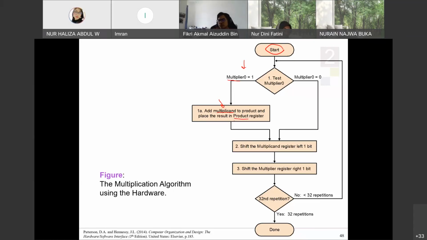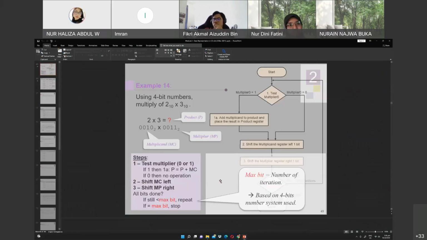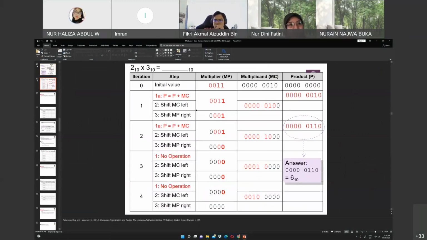Okay, I'm going to bring this flowchart to the next. Oh, I put here already. Okay, for this example, it's got here. But after that, it's done. So I'm going to copy. I'm going to put here.